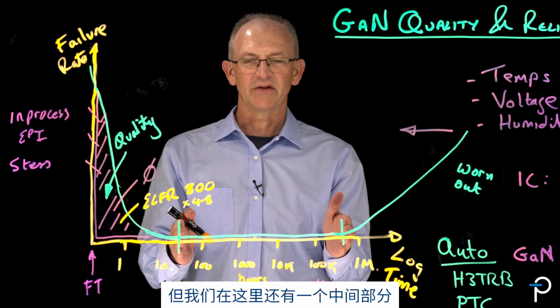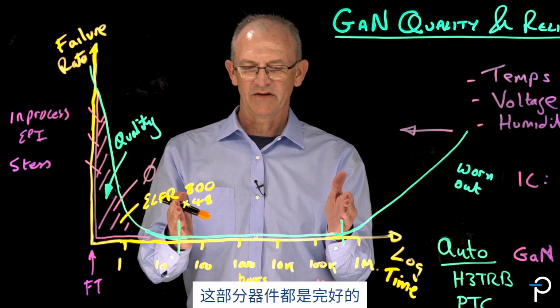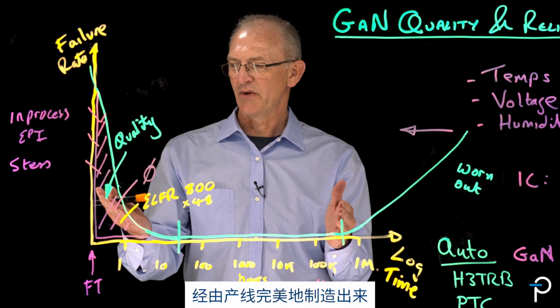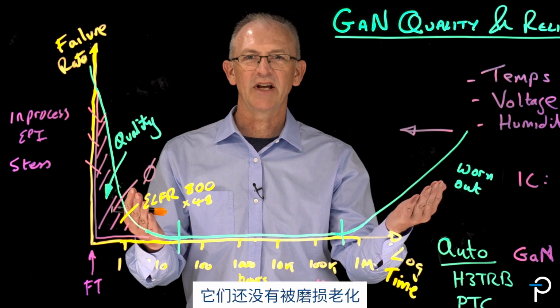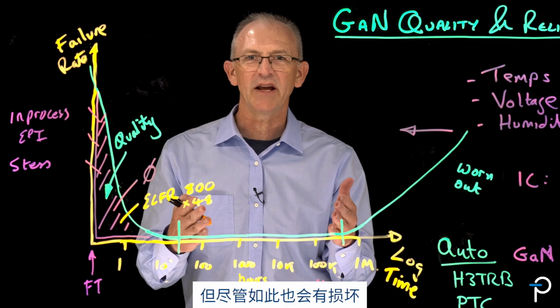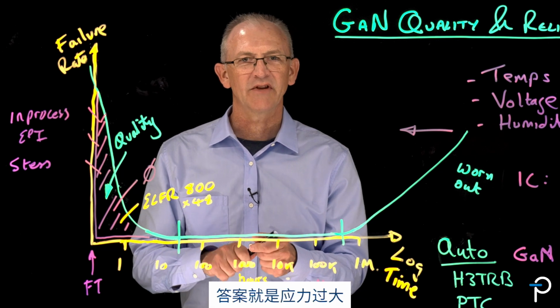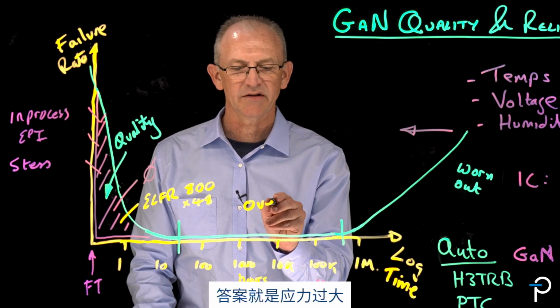So we've spoken about reliability and wear out mechanisms and how we guarantee initial quality. But we've got a middle section here. These are parts that are perfectly good. They've been manufactured perfectly. They haven't worn out yet, but maybe they're dead anyway. What happened? Well, the answer is overstress.